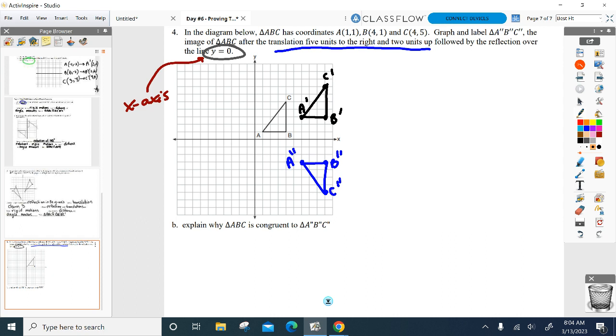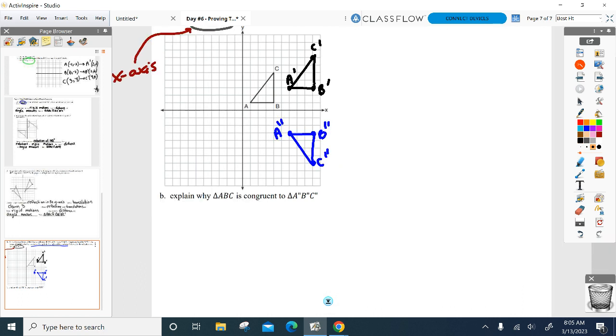It doesn't say to state the coordinates, so we don't have to write what they are. It just says graph and label. All right, explain why they're congruent. No blanks here. First thing, tell me what we did. What did we just do to the two? Name the two transformations we just did.